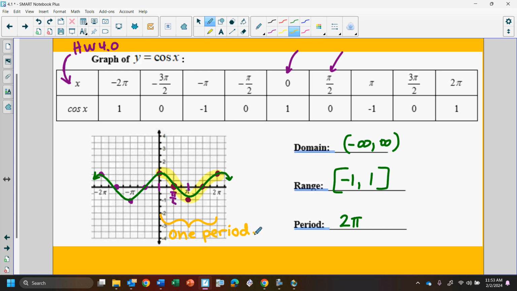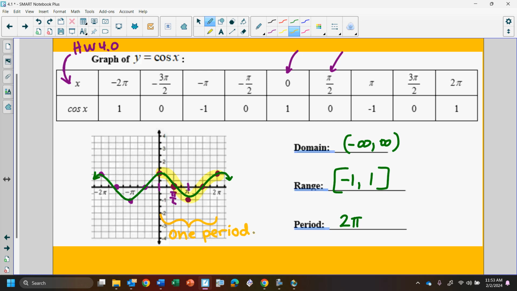This is what I want you to visualize. It's like what I've got here on my little sign. Okay. This is cosine's graph. Everyone feeling good? All right.